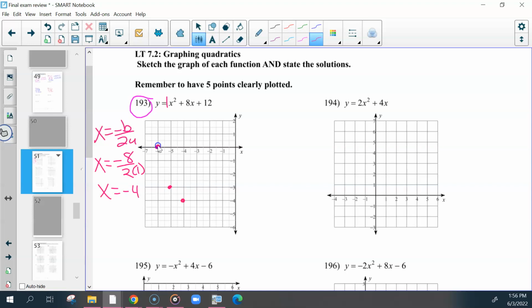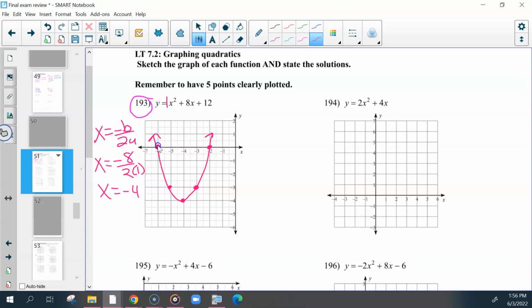And then once you have one side, the other side is going to be a mirror. So at negative 3, this should be a negative 3, negative 2, this should be a 0. And connect these. So that would be the graphing aspect of it.